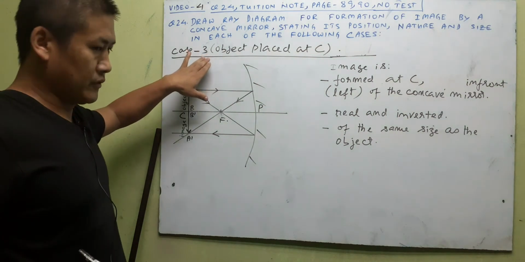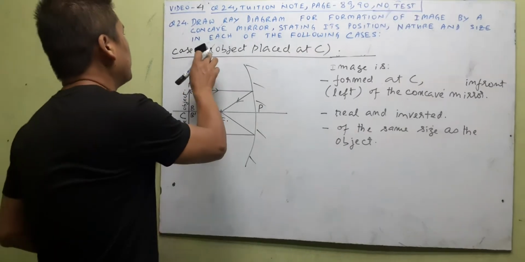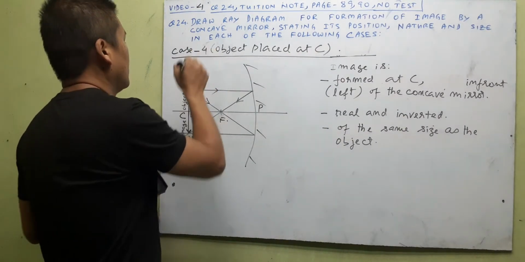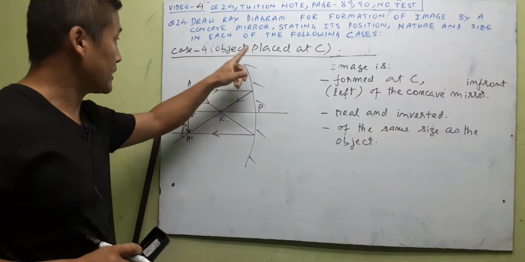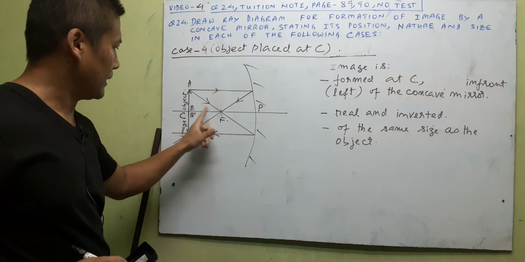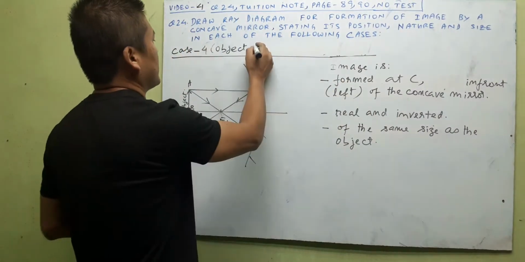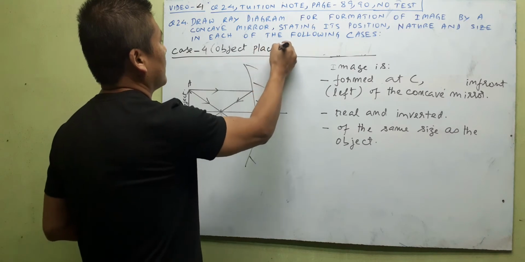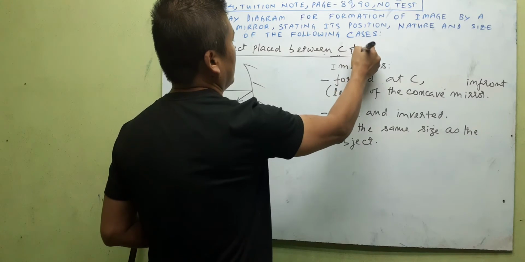Okay, now we have done 3 in the previous class. Now go to 4, case 4. Case 4 is, as we said in the beginning, bringing the object closer and closer. So now, at C, next will be between C and F, right? Between C and F. Object placed, case number 4. Object placed between C and F.